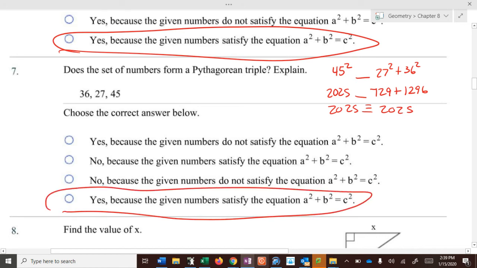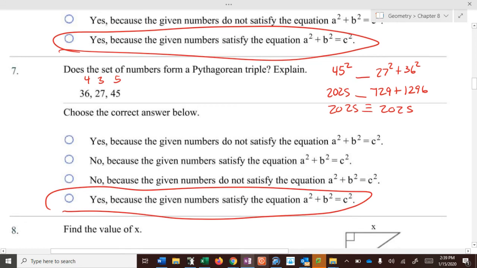Now, what would have made life easier? What number goes into all these? 9. If we divide them all by 9, this is 3, this is 4, this is 5. Is that a Pythagorean triple? Yes. 3, 4, 5 is a Pythagorean triple.